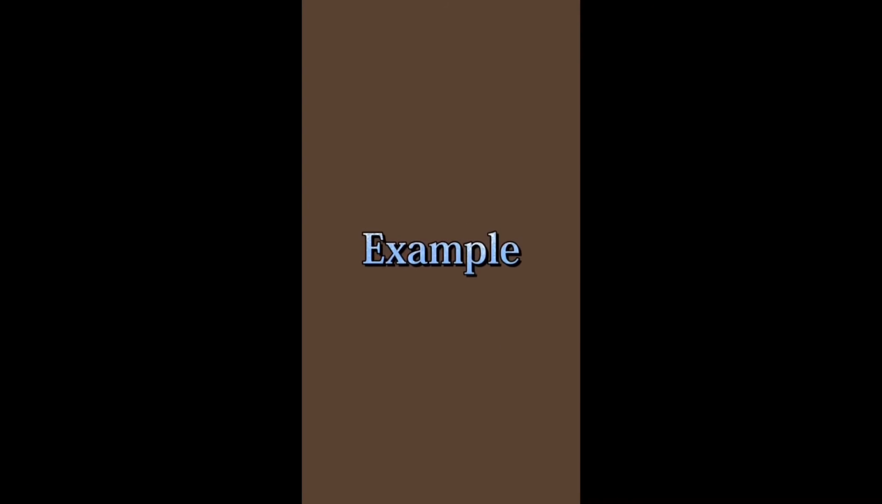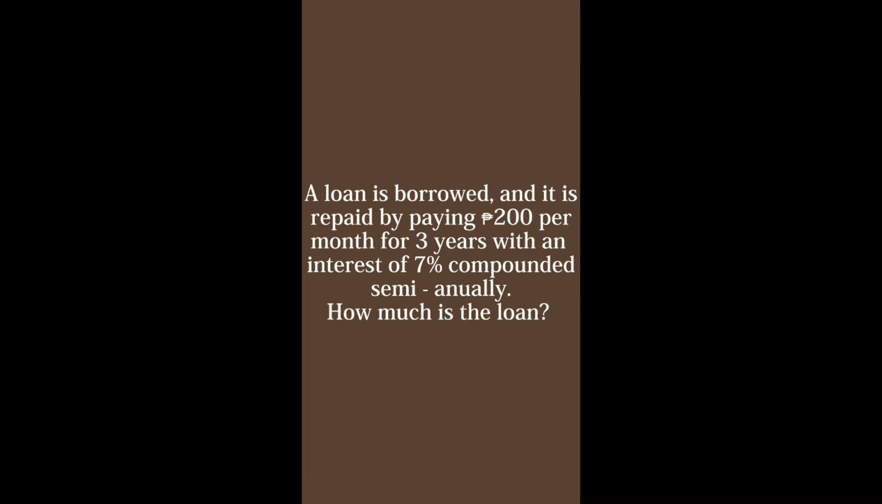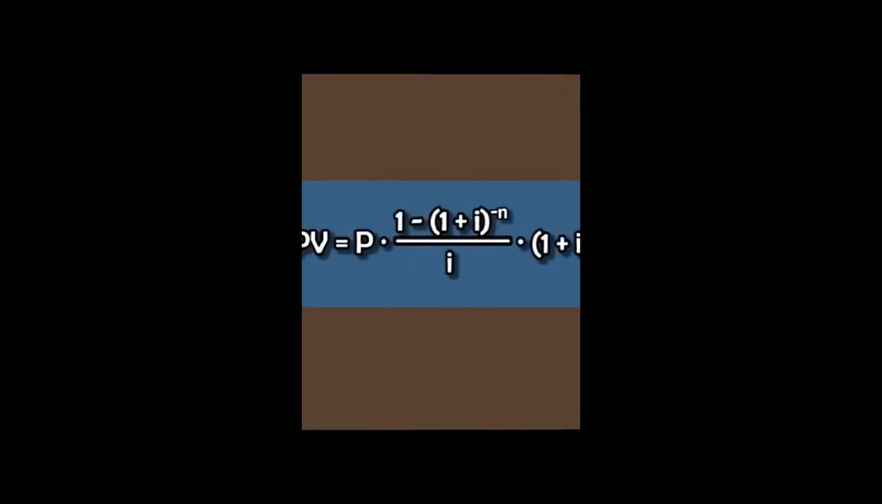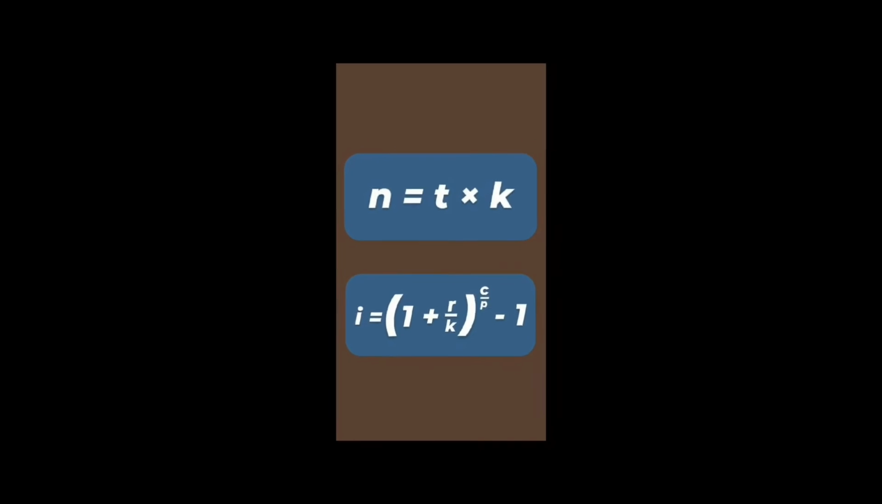Here's an example of getting the present value of General Annuity Due. A loan is borrowed and it is repaid by paying $200 per month for 3 years with an interest of 7% compounded semi-annually. How much is the loan? So we're looking for the loan or the present value, and the formula of it is P times 1 minus the quantity 1 plus i raised to negative n all over i, times the quantity 1 plus i. First, we have to solve for the i and the n.